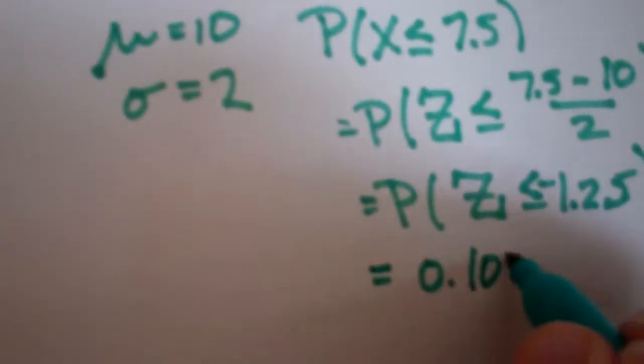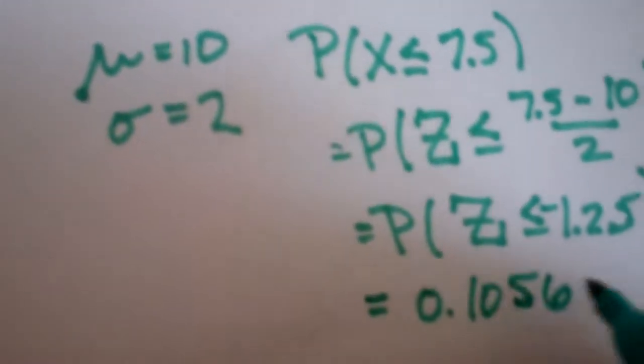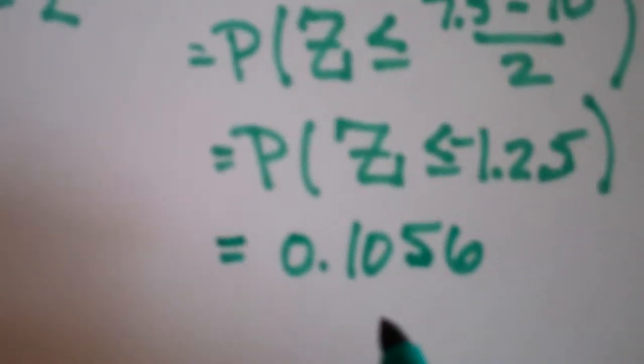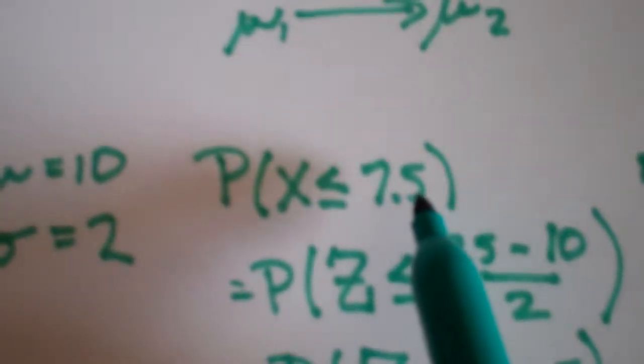The table is divided into two pieces. First we look on the left side to find negative 1.2. That gives us the first decimal place, and then we look across the top to find 0.05. Okay? Where those values intersect, 0.1056, that's our probability for z being less than negative 1.25, and for x being less than 7.5. It gives us the probability for an outcome that is less than whatever cutoff we used.